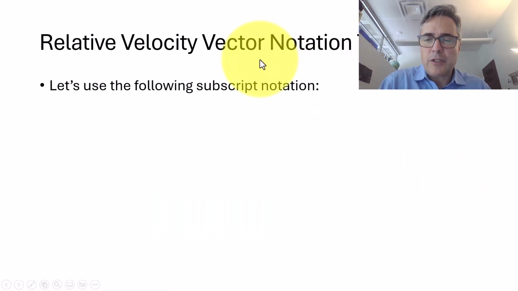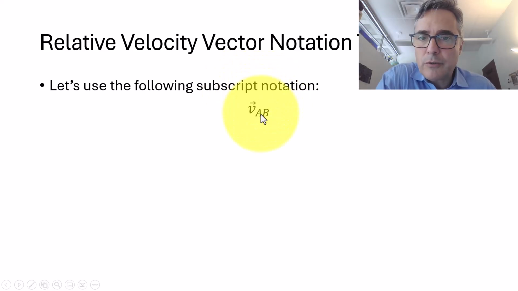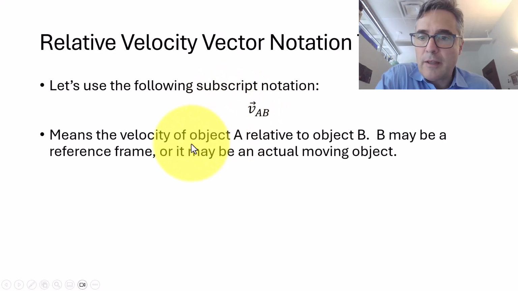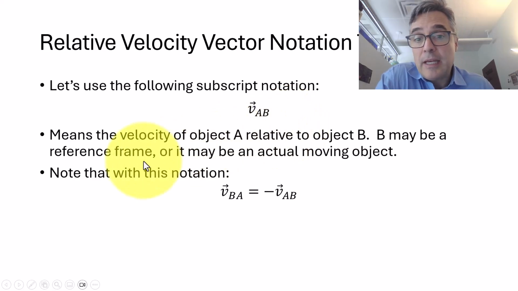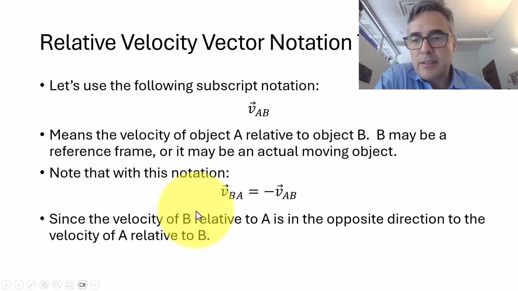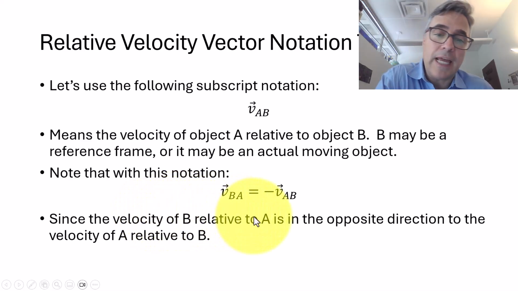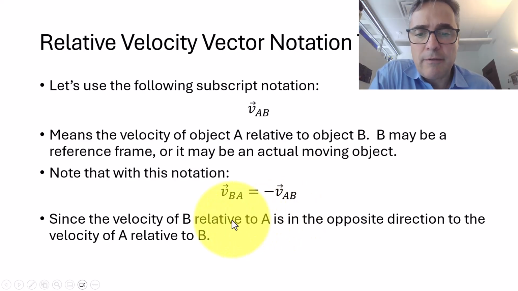You can use whatever notation you like, but I like to use the following notation trick for vectors. When I have the velocity of an object A relative to an object B, I like to write it v subscript AB, meaning the velocity of A relative to B. B might be the reference frame, or it might be an actual moving object. What's interesting is that the velocity of B relative to A is always the opposite vector of the velocity of A relative to B. So you'd say VBA equals negative VAB.